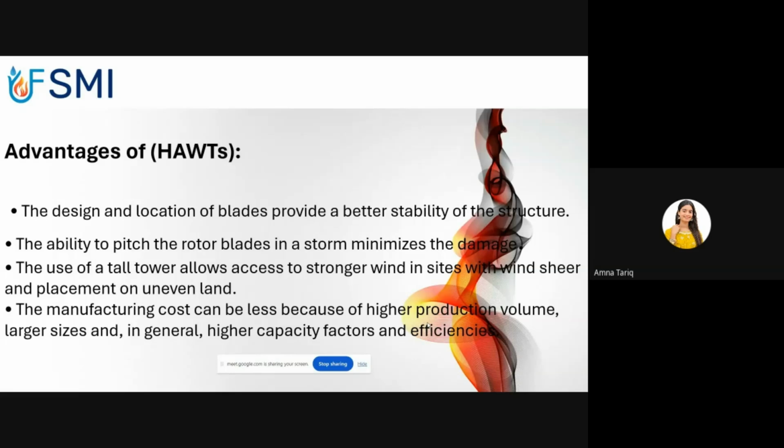The use of a tall tower allows access to stronger wind, with wind shear and placement on uneven land. Due to the high production volume, the manufacturing cost is less. Larger sites are possible, because we know that wind power system size is very large. In general, the capacity factor is higher, efficiency is high, and capacity is also high.